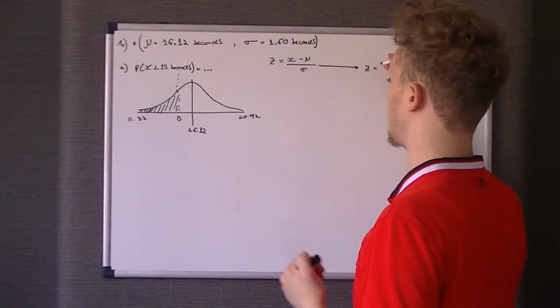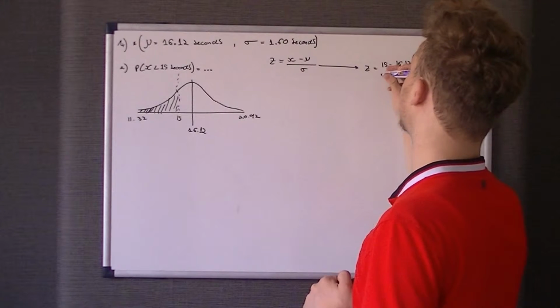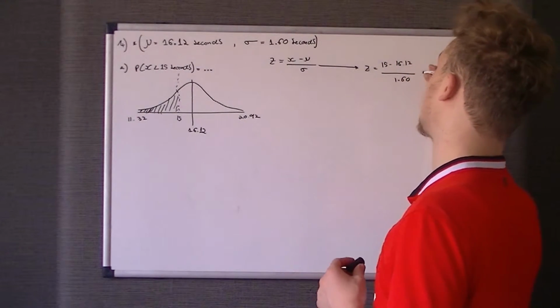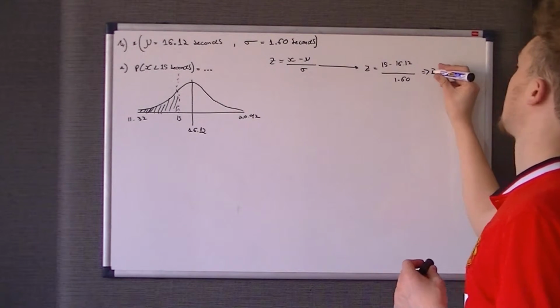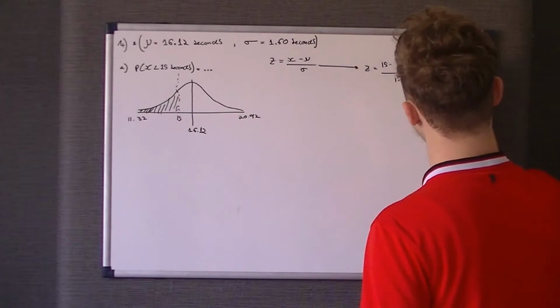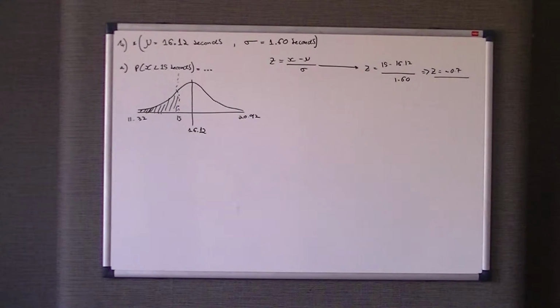And then we sub in our numbers. So x to be 15, mu to be 16.12, over the standard deviation, which is 1.6. So therefore you get a z value equal to negative 0.7. Okay, so that is our z value.